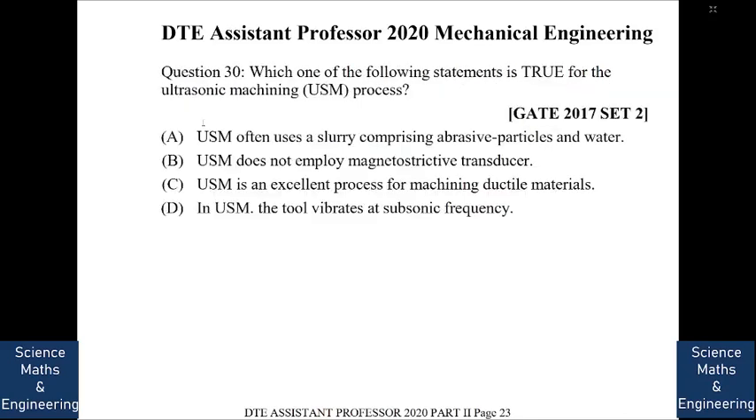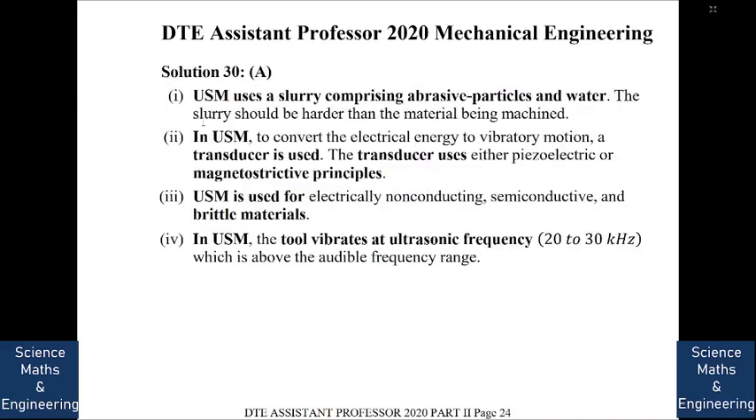Next question. Which one of the following statements is true for ultrasonic machining? A. Ultrasonic machining often uses a slurry comprising abrasive particles and water. B. Ultrasonic machining does not employ a magnetostrictive transducer. C. Ultrasonic machining is an excellent process for machining ductile materials. And D. In ultrasonic machining, the tool vibrates at subsonic frequency. So the answer is A. Ultrasonic machining uses a slurry comprising abrasive particles and water. It is true. And this slurry should be harder than the material being machined.